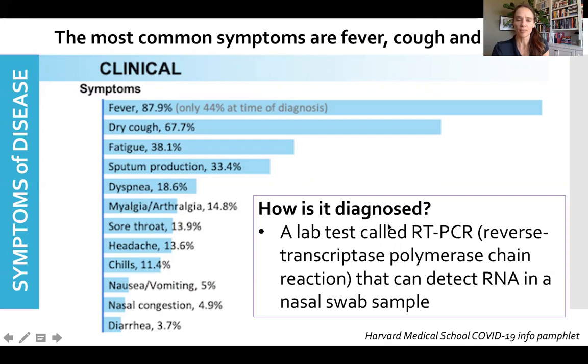So how is it diagnosed? Well, there's a lab test that's called an RT-PCR, that stands for reverse transcriptase polymerase chain reaction, and that's kind of a complicated term, but what this means is that we take a nasal swab sample to look for RNA. So we look for the genome, the nucleic acid of the virus, we look to see if there is virus in that nasal swab sample.